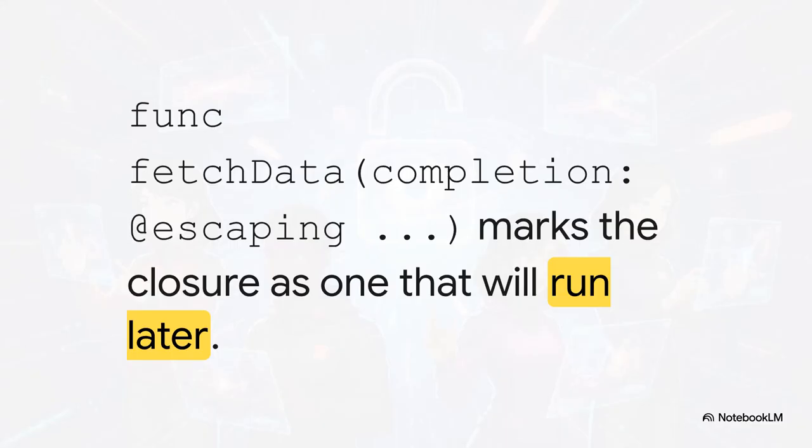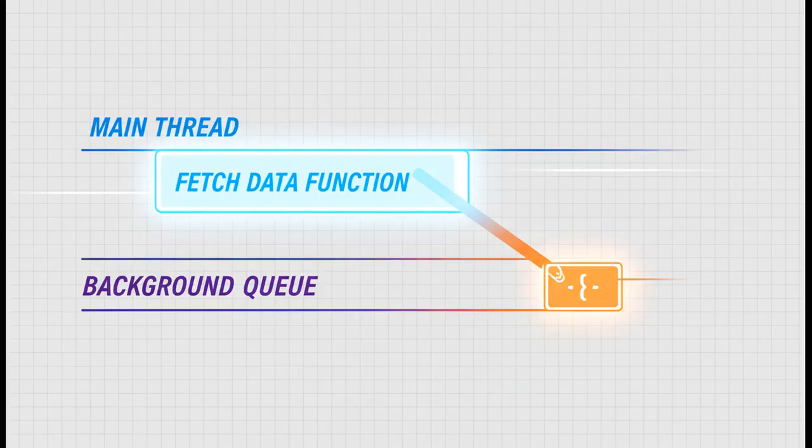So if we look at a classic fetchData function, you see it right there in the signature. We're marking that completion closure with @escaping. This is like our permission slip to the compiler, telling it this closure is going to live on. And then, inside the function, look what happens. We kick off the work on a background queue using DispatchQueue.global().async.